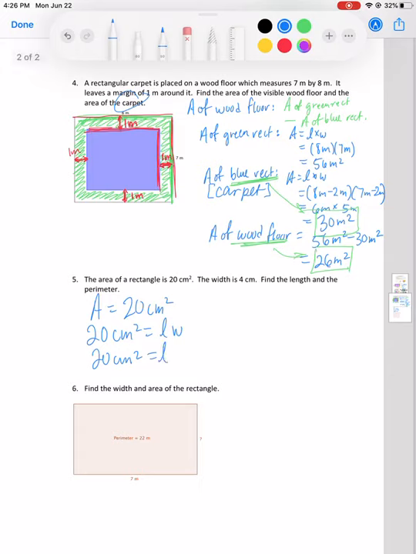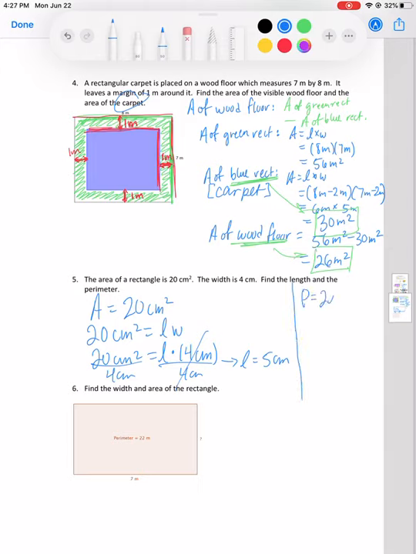So 20 centimeters squared is equal to the length times, well, the width is 4 centimeters. In order to find the answer, we're going to divide by 4 centimeters. Divide by 4 centimeters. Notice that the centimeters squared and the centimeters will cancel, one of them. One of the centimeters from the centimeters squared will cancel with one of the centimeters in the denominator. 20 divided by 4 is 5. Therefore, the length is 5. So the length is 5.